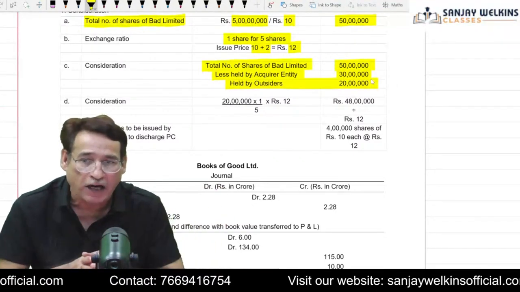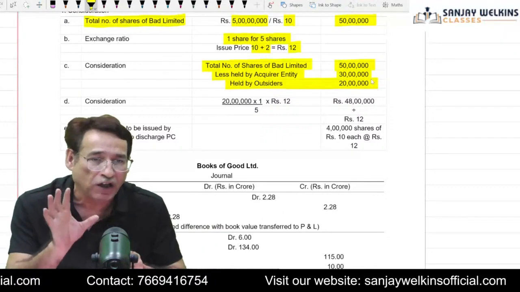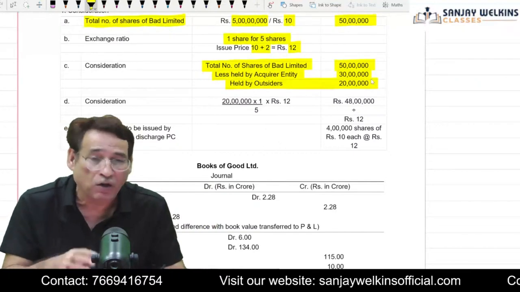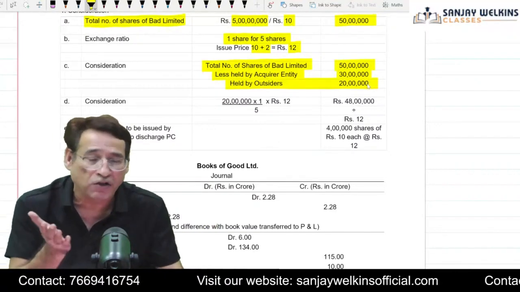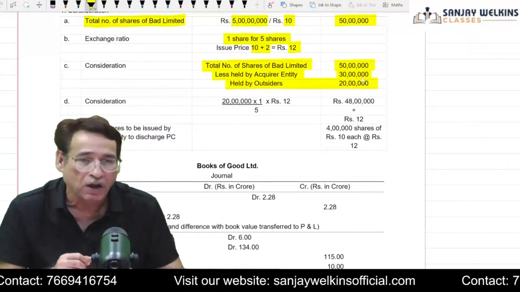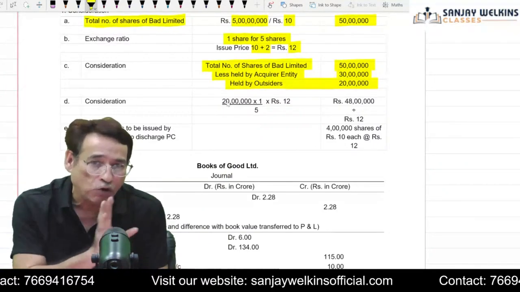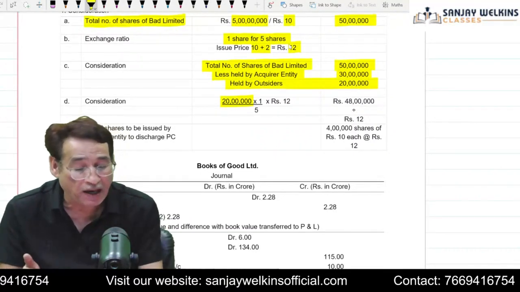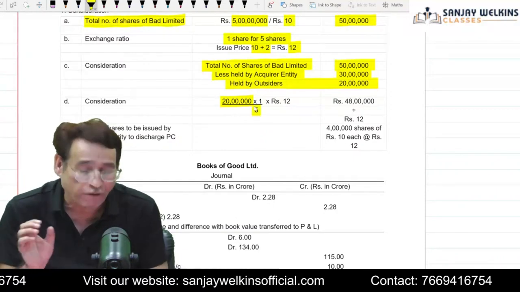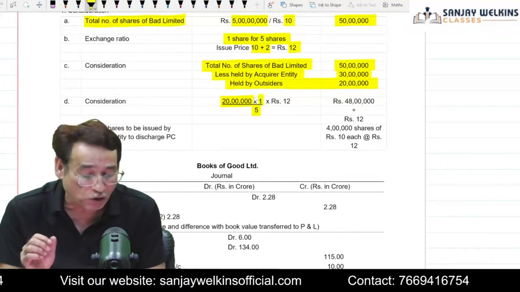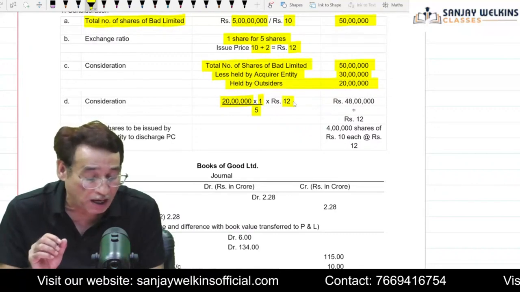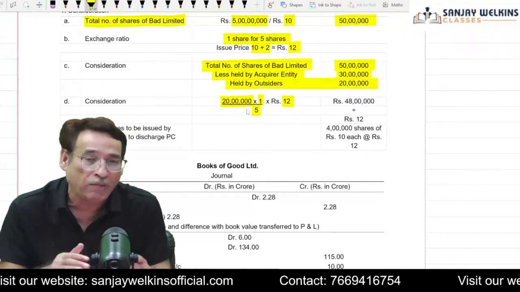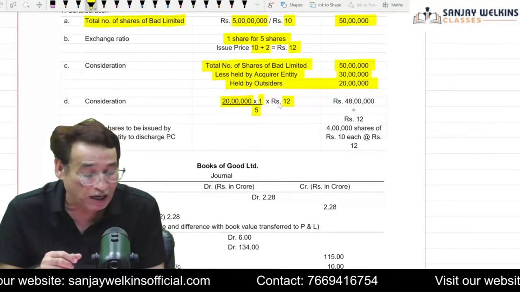That means as far as Bad Limited is concerned, their total number of shares is 50 lakh. Out of that, 30 lakh shares are already held by the acquirer entity, and 20 lakh shares belong to outsiders. So now we have to make the payment to outsiders. So outside shareholders are 20 lakh. And as per the terms, for five shares, we will issue only one share. And also we are issuing the share at the rate of rupees 12. So 20 lakh divided by 5 means we have to issue only 4 lakh shares at the rate of rupees 12 each.